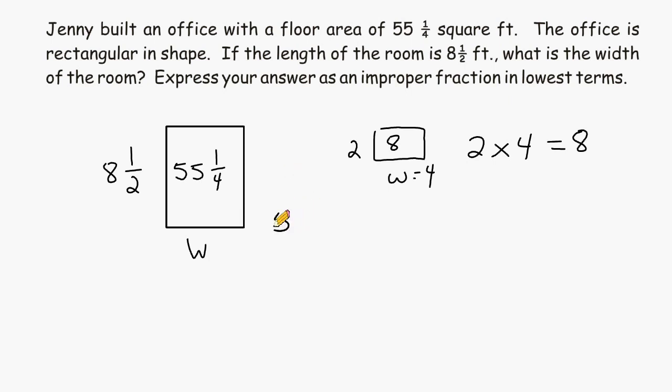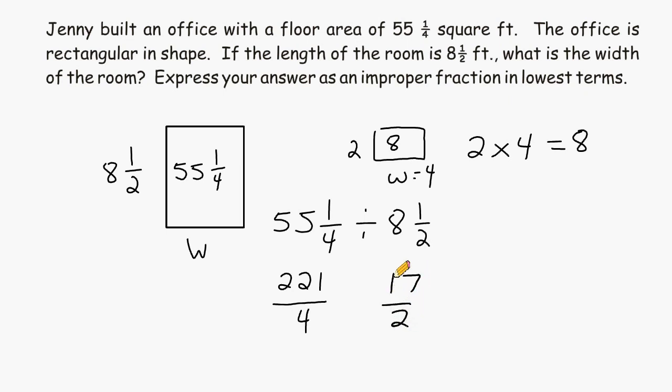So we are going to start with the given area of 55 1/4. And we are going to divide that by 8 1/2. And what we have to do is rename both of these mixed numbers as improper fractions. So first we have to multiply 4 times 55, which is going to give us 220. And then we have to add the 1 to 220, and that would give us 221. And that is going to be over 4. When renaming, the denominator is not going to change. And we have to rename 8 1/2 as 17 over 2, or 17 halves.